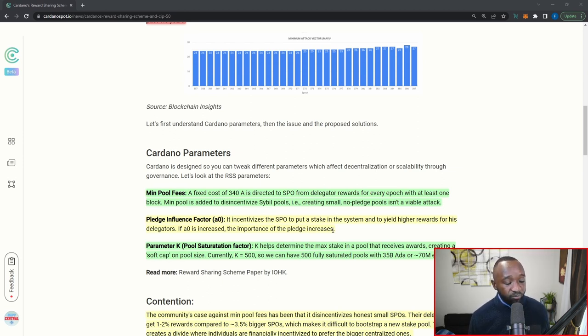And then thirdly, we've got the K parameter. Now, K parameter helps determine the max stake in a pool that receives rewards, creating a soft cap on the pool size. Currently, K equals 500, so we can have 500 fully saturated pools with around 35 billion ADA, or 70 million each. And so that's what I mentioned earlier. That's going to disincentivize everybody from running to one single stake pool operator after they hit that 70 million ADA limit.